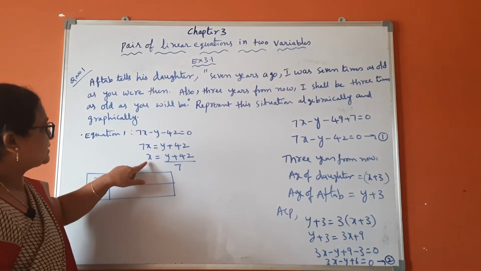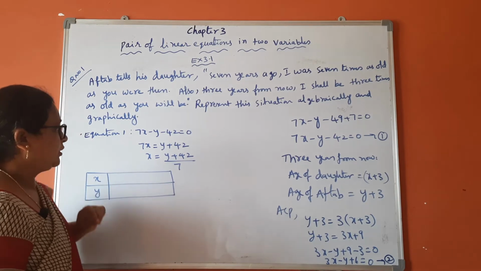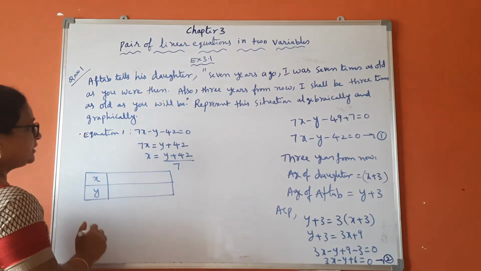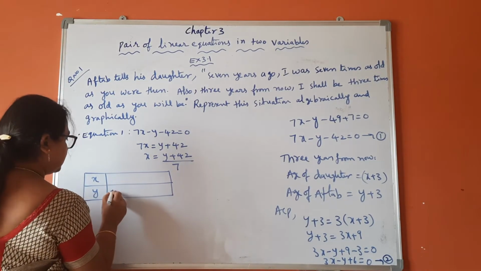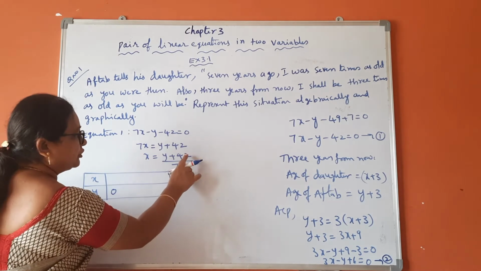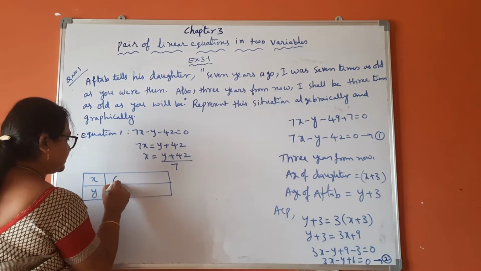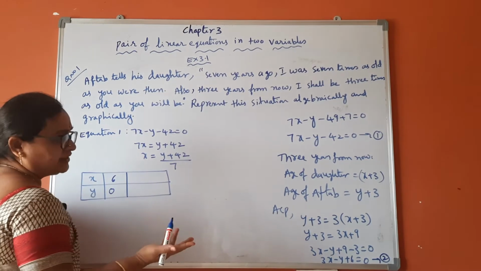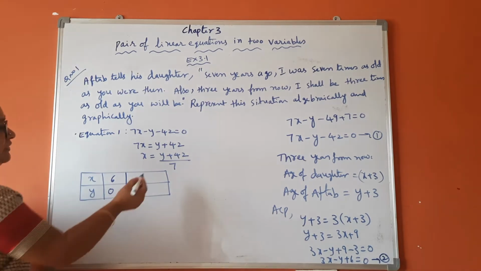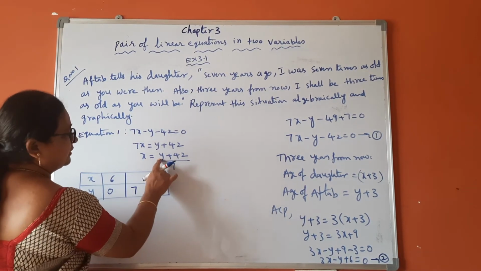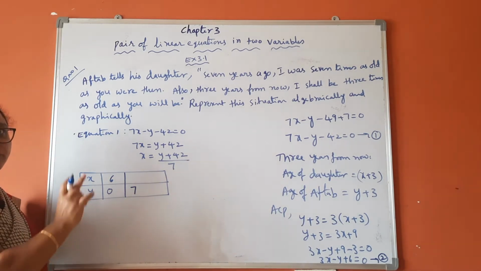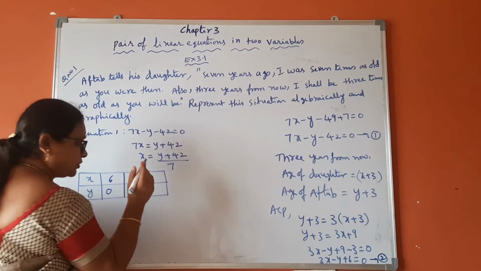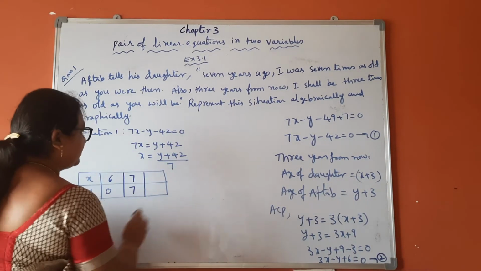x is equal to y plus 42 by 7. If you keep on giving values to y, you will be getting values for x. So here first one I am taking y as 0. 0 plus 42, 42 by 7, that is x is 6. In the second condition, any value you can give for y. Here I am giving 7. If y is 7, 42 plus 7, 49. 49 by 7, 7. Here we got two solutions for equation 1.